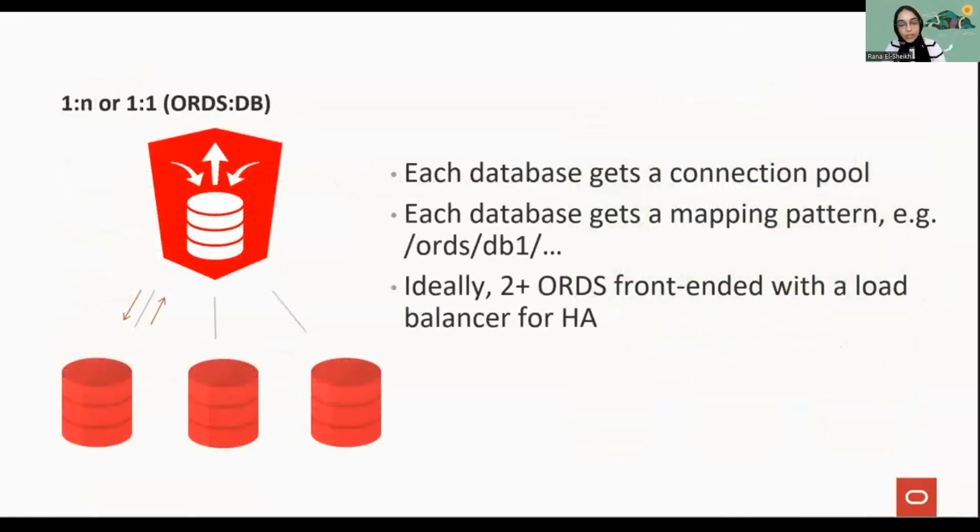In terms of connections, a connection pool will be serving a database. So you could have ORDS supporting multiple databases, and that would mean that there would be multiple JDBC connections in this case. Each database, of course, will get its own mapping pattern. So for example, like ORDS/database1, and that would be the URI that we would use in order to access the requests. So this is one option of using it, but you can also have ORDS for each of the databases that you have. This is completely up to the developer and the specific use case that they're using it for.